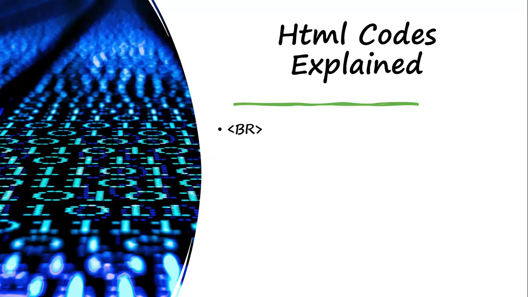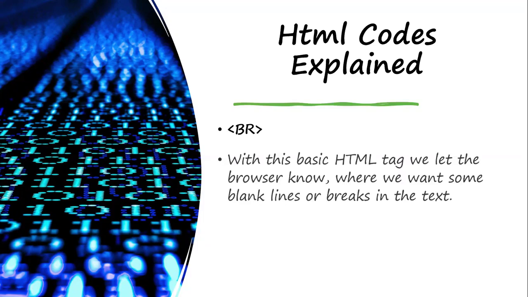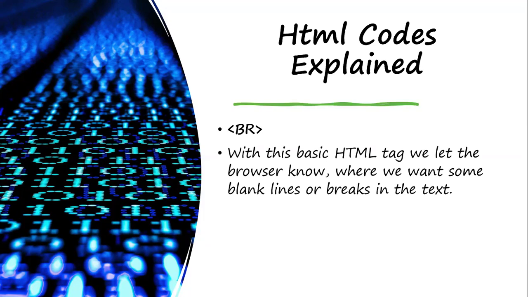The first one is the BR tag, which is simply for the break line. This is the first HTML code you will see in this video. With this basic HTML tag, you let the browser know where we want some breaks in the text. So this BR HTML tag is used just for creating breaks in the text, or blank lines within your text.